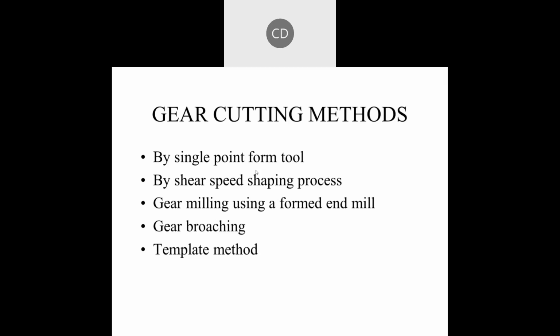And another one is gear milling using a form end mill method. So we are using a milling machine. At that time we are using the end mill process. That is the third one. Then gear broaching. So broaching operations we have to perform using the gear operations. Then finally, it is the template method. It is one of the copy methods we follow in the gear cutting methods.